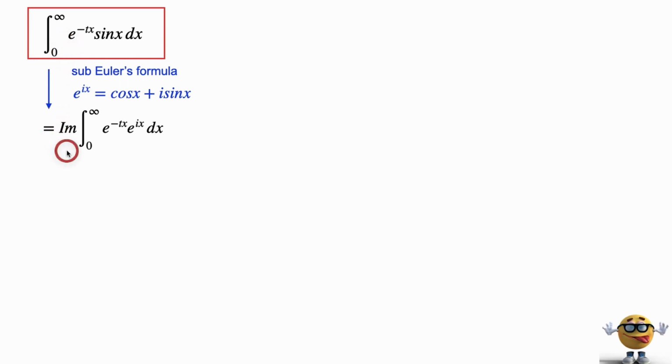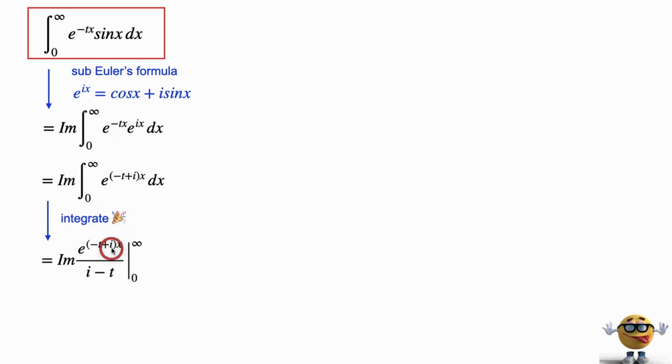So it's the imaginary part of the integral of e to the negative tx of e to the ix dx. If we make this substitution, we can merge these powers together by adding the exponents, because this is a fun integral to do. This one's hard, but now we've made it easy, and it's the imaginary part of e to the negative t plus ix divided by i minus t from 0 to infinity. Now we need to deal with this imaginary part and then evaluate it as well.